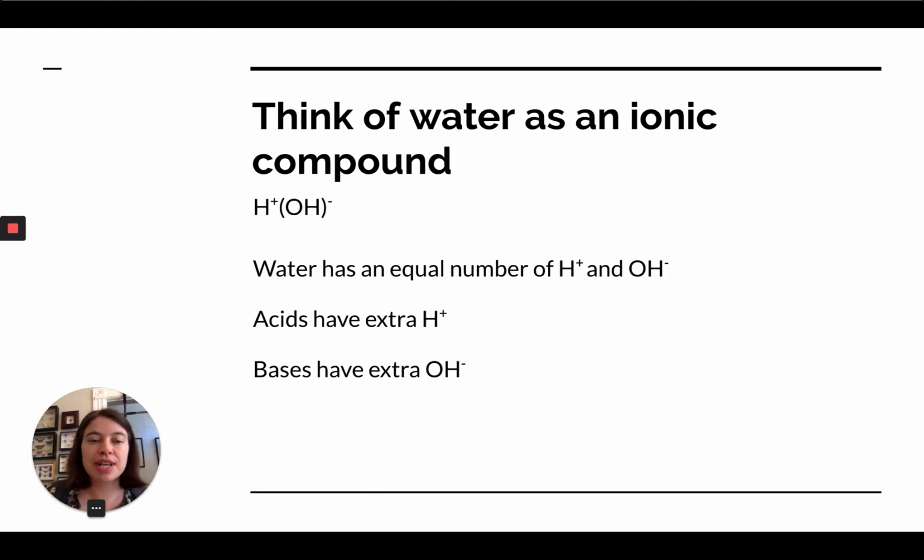So in order to understand acid-base reactions and what acids are and what bases are, we're going to go into this in much more detail next week. But the very basics are you should think of water as an ionic compound. In that ionic compound, hydrogen is a cation. So you've got one hydrogen cation. You also have a hydroxide anion.